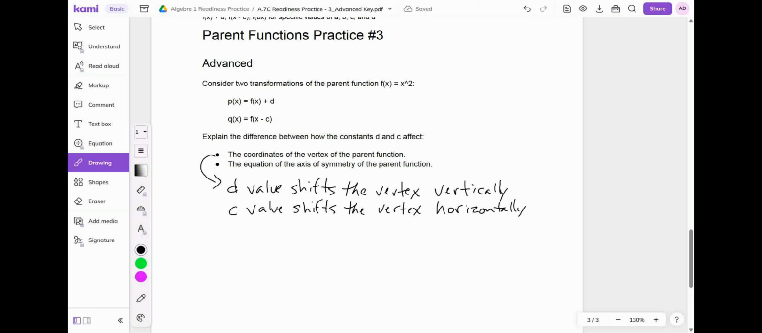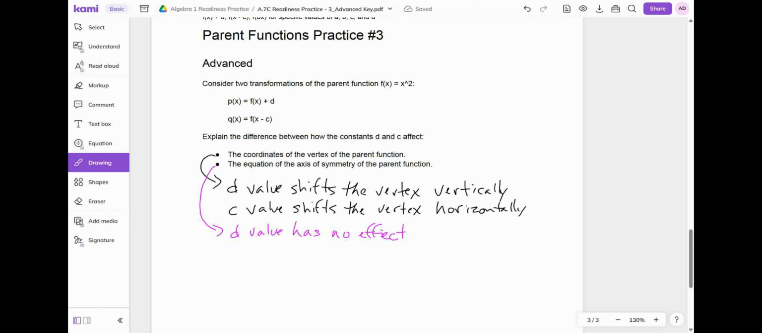Now, what do we do with this next one? This next one says axis of symmetry. Well, that D value is not going to do anything. Has no effect because that's just going to shift it up and down. The axis of symmetry is always a vertical line. Well, shifting the vertex up and down is still going to be on that same exact vertical line. Has no effect.